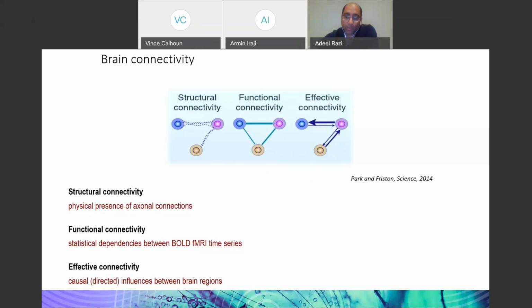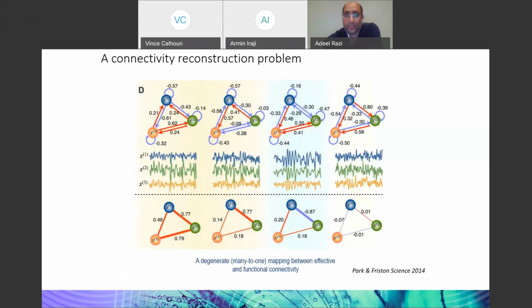Let me now go into the relationship between functional and effective connectivity. For this, I would like to present it as a connectivity reconstruction problem. Consider these as simulations. These are all simulations, four sets of different simulations. We have a generative model here at the top, which has three elements, 1, 2, 3, and they are connected with each other with certain weights.